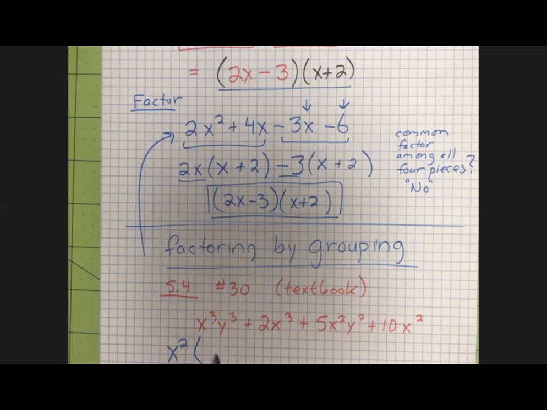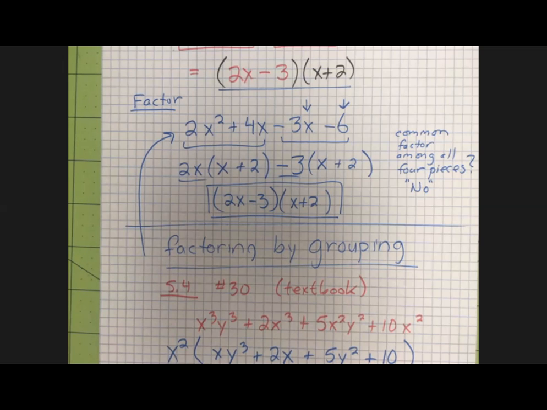What does that leave behind? xy cubed plus 2x plus 5y squared plus 10. When I say what does it leave behind, x squared times 10 is 10x squared. x squared times 5y squared is 5x squared y squared. x squared times 2x is 2x cubed. x squared times xy cubed is x cubed y cubed. What's left after I pull it out? What's left after I remove it? What's left after I divide it?